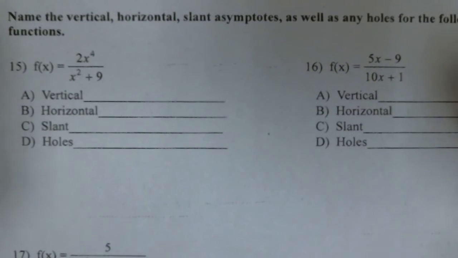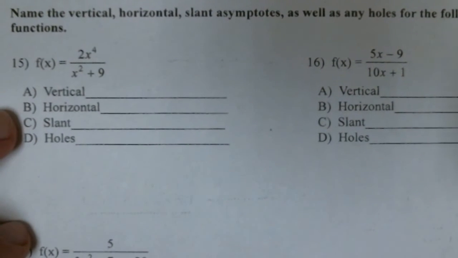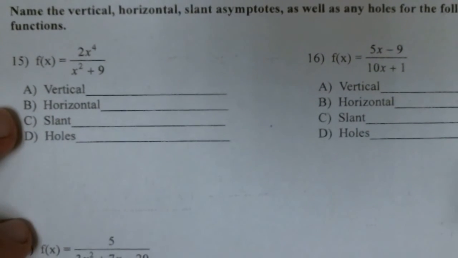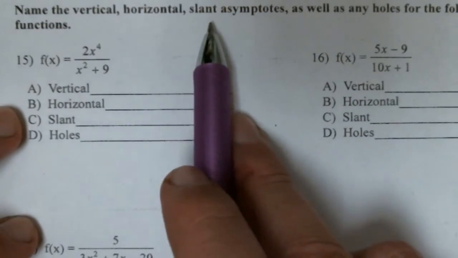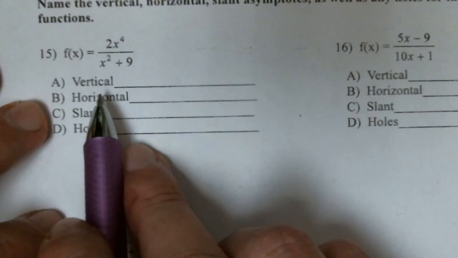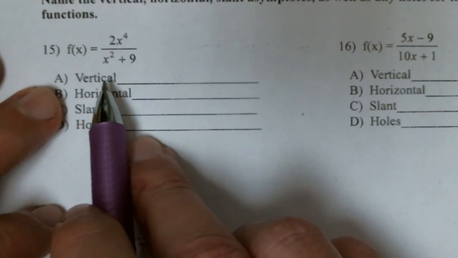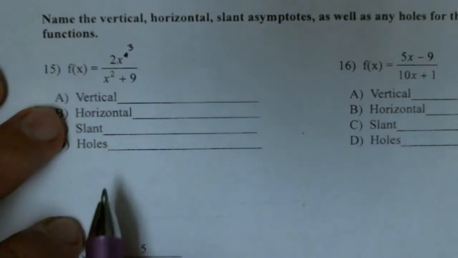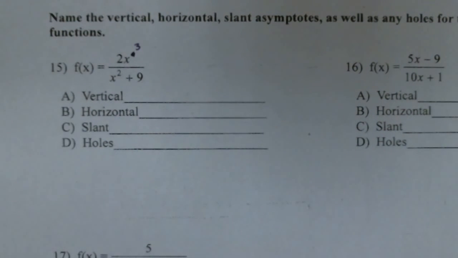Okay, so now we're to the graphing rational expressions that we've been working on for about 5 years, okay? Name the vertical, horizontal, slant asymptotes as well as any holes that we have. Okay, here we go. Vertical asymptote, okay? And by the way, this should be a 3. That should be a 2x to the third on top there.